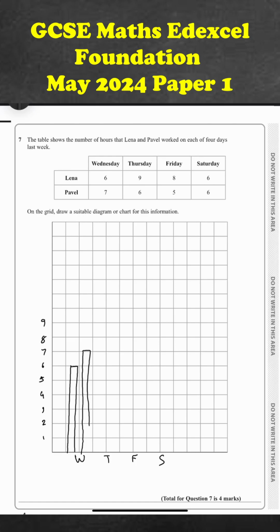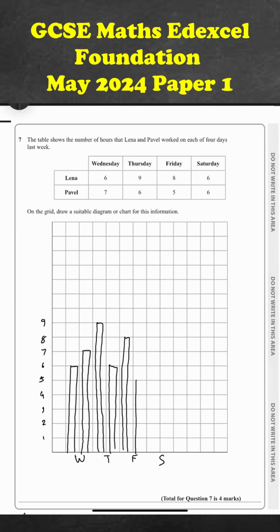Could be using the full squares here. I just don't really want the bars to be touching. In the actual exam, use a ruler for this. I'm on an iPad, so it's a little bit wobbly, but you get the idea. Thursday, we're going to have up to 9, like this. 6 for Pavel, like this. I really need to work on my straight lines, don't I? 8 for Friday. 5 for Pavel. And then for Saturday, 6 for both of them.